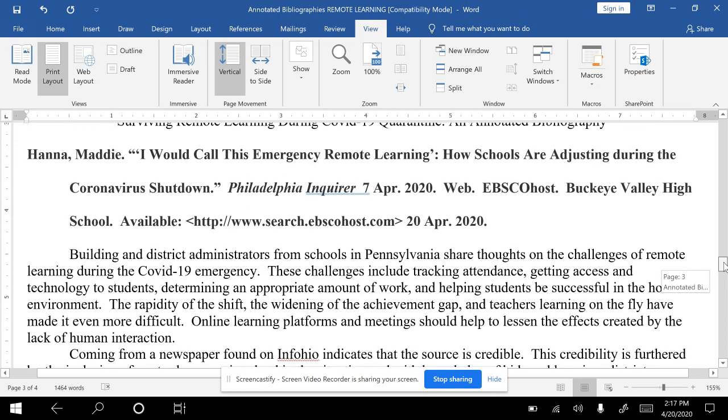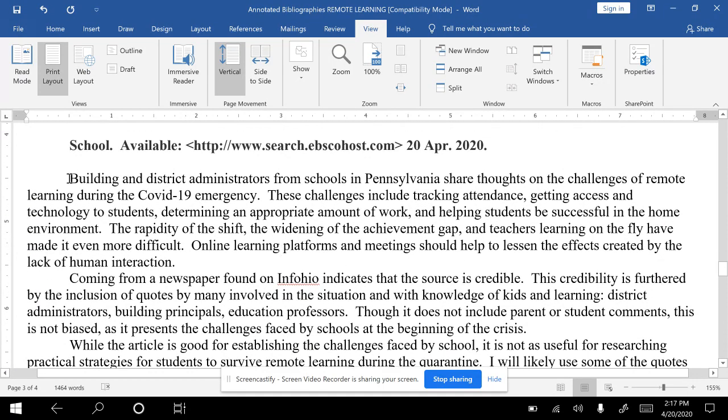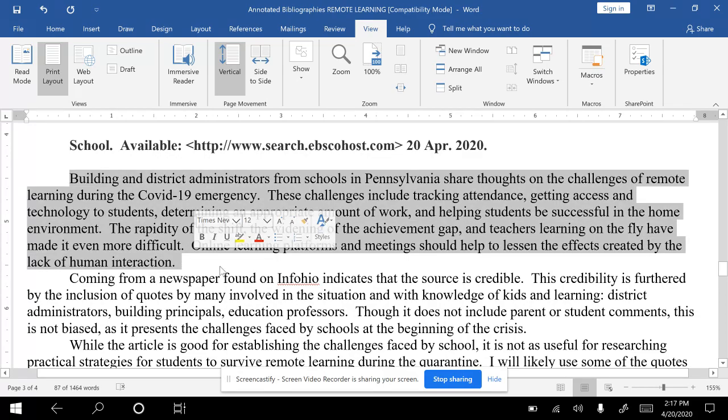Now, what I did for this article was I read it and I made my 3 paragraphs. So this will give you an idea. First paragraph, summary. What did I say? Building and district administrators from across schools in Pennsylvania share thoughts on the challenge of remote learning during the COVID-19 emergency. These challenges include tracking attendance, getting access and technology to all students, determining an appropriate amount of work, and helping students be successful in the home environment. The rapidity of the shift, the widening of the achievement gap, and teachers learning on the fly have made it even more difficult. Online learning platforms and meetings should help to lessen the effects created by the lack of human interaction. There you go. It's a summary.